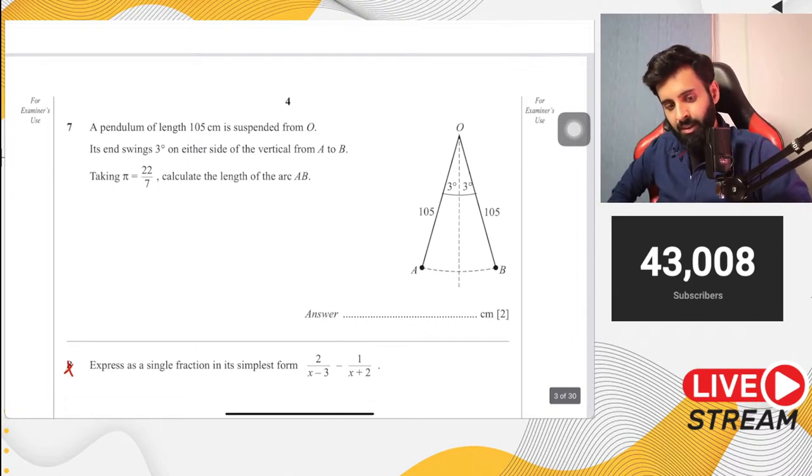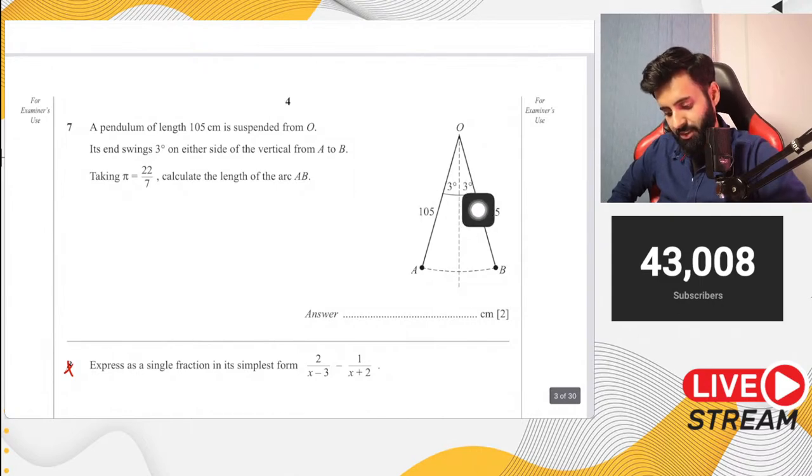Okay, so it says a pendulum of 105 centimeters is suspended from O. It swings 3 degrees on either side. Okay, so 3 degrees on this side, 3 degrees on this side. You know how a pendulum is, right? So this is, you can say, the median position, and it goes on the left and it goes on the right.